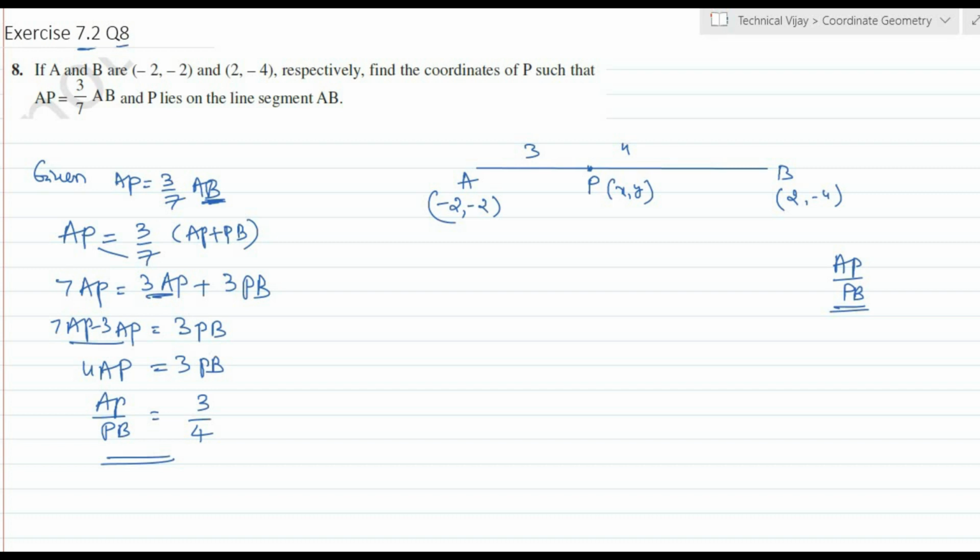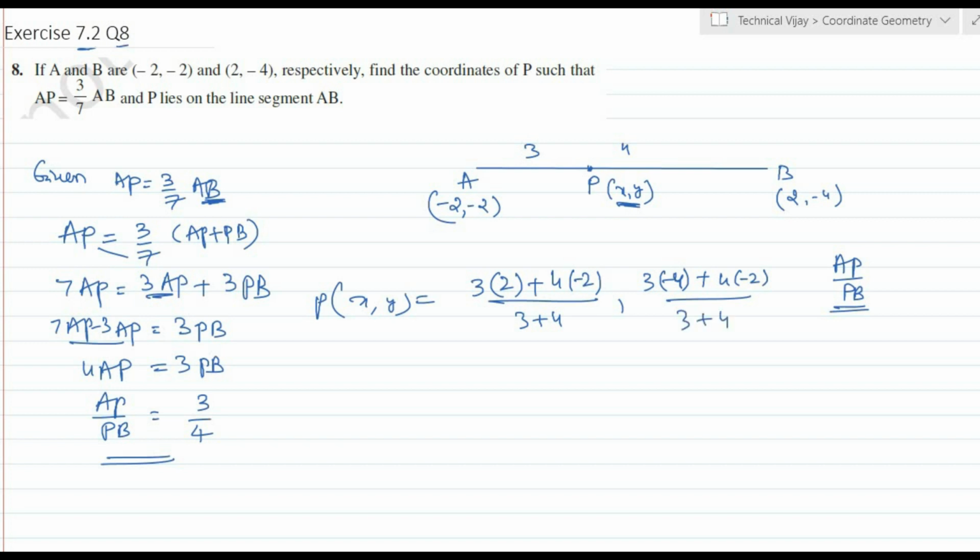So m and n values we got. Now we can calculate x and y. The x, y coordinates can be found by using the section formula, that is m into x2, 3 into 2, plus n, 4 into minus 2, divided by 3 plus 4, m plus n. And this is the y coordinate: 3 into minus 4 plus 4 into minus 2, divided by 3 plus 4.